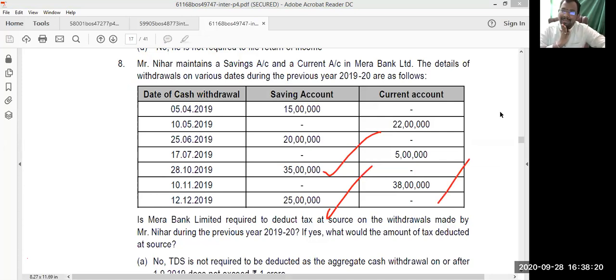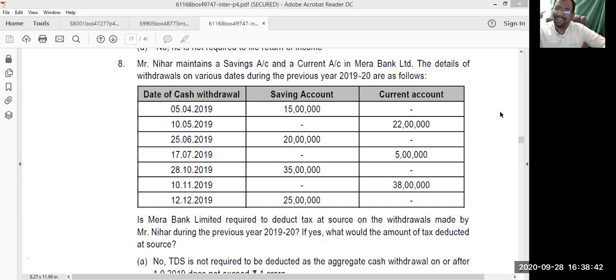Now after that, 35 lakhs, 25 lakhs from savings account and 38 lakhs from current account. Now calculate the total withdrawals. 35, 35, 70, 95 lakhs from savings account, 65 lakhs from current account. Total withdrawals 1 crore 60 lakhs.